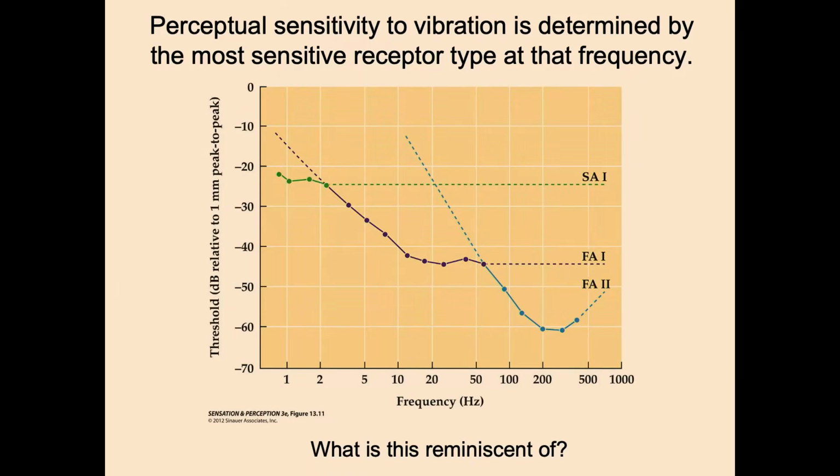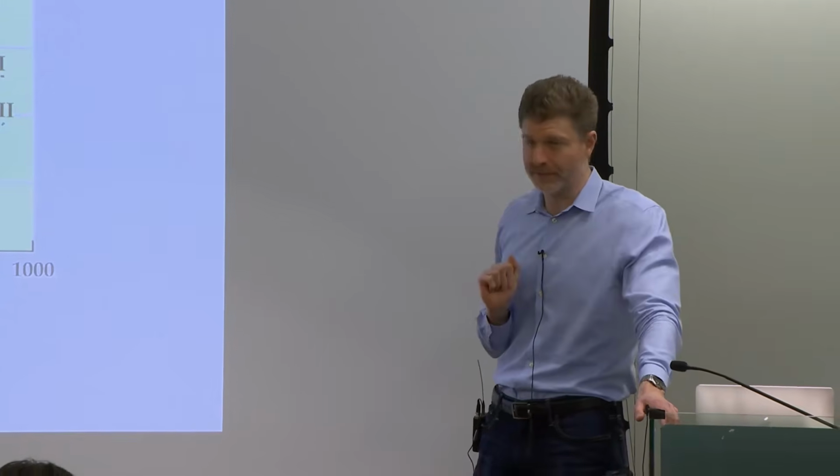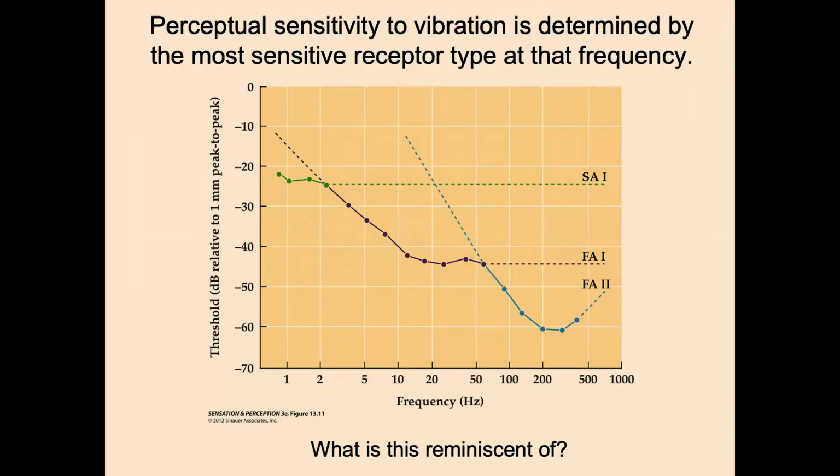Superimposed on this graph of human thresholds, which are the solid dots, are the dashed lines, which are the sensitivities of the individual types of receptors, okay? SA1, FA1, and FA2. And what you're supposed to take away from this is that at any given frequency, there is a receptor that's maximally sensitive to that frequency, and that's what ends up dictating your perceptual sensitivity. So it's sort of like the contrast sensitivity function being determined by a combination of spatial frequency channels.